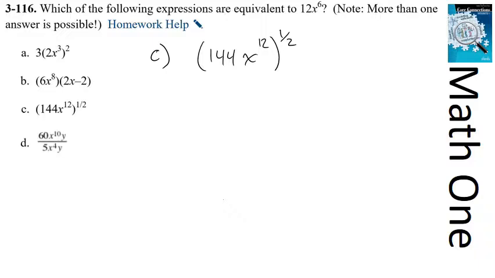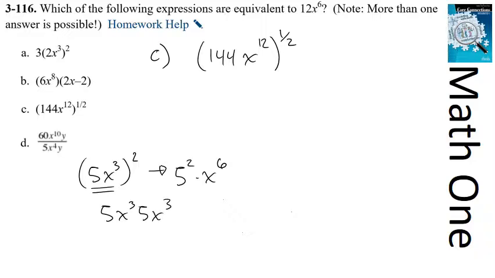So if I had, let's say, 5x to the 3rd power, and I raise that to the 2nd power, that becomes 5 to the 2nd times x to the 3 times 2, or 6th power, right? If I wrote this out twice, it would be 5x cubed, 5x cubed. Well, you can see I've got 5 and 5, so that's 5 to the second power. Then I've got 1, 2, 3 factors of x, 1, 2, 3 factors of x, that's x to the 6th power. So when I raise 5x cubed to the second power, this is what I get.